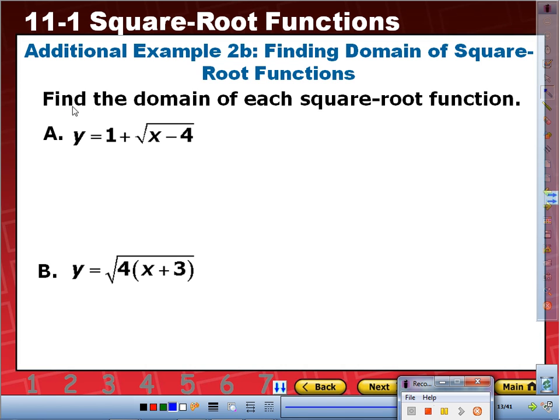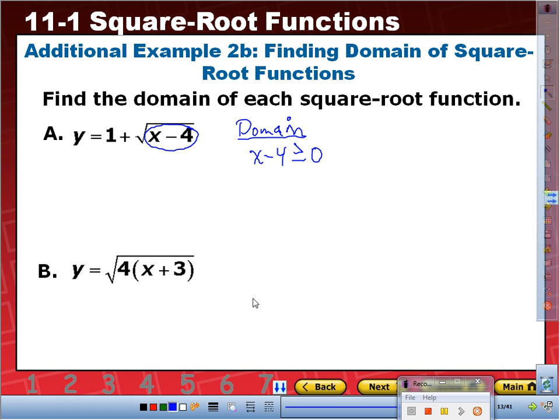So, here they only ask us to find the domain. They're not asking us to graph, but check this out. To find the domain, I said, take whatever's inside of the radical, x minus 4, and write it greater than or equal to 0. Now, is this already solved? What can I do to solve it? Add 4. So my domain is x greater than or equal to 4.